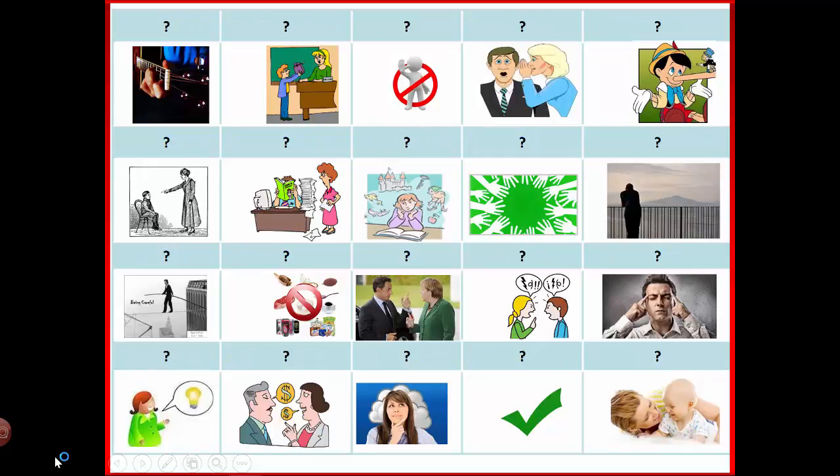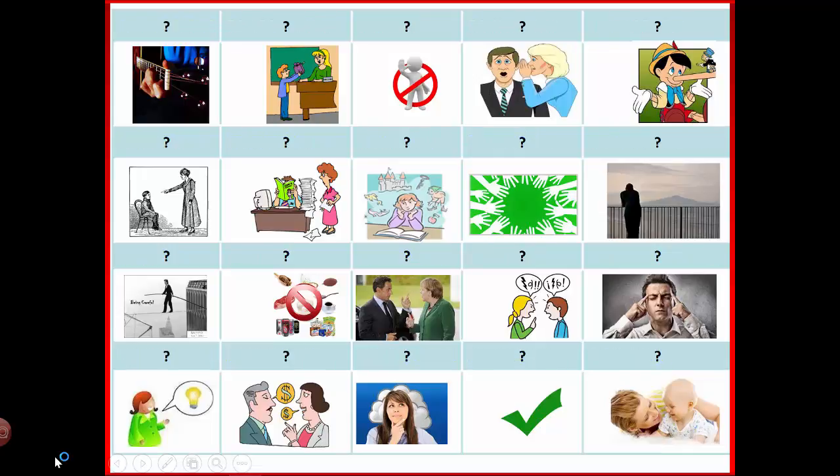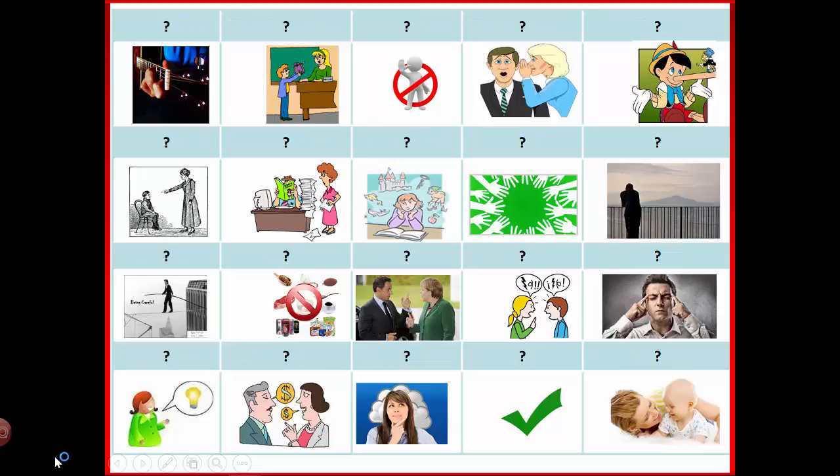To deny what? To imagine what? To discuss what? To consider. To mention. To involve. To argue. To approve. What? To mention what? To involve. What? To argue. What? To approve. To suspect. To contemplate. To concentrate. To devote. What? To suspect. What? To contemplate. What? To concentrate. What? To devote. What? To practice. What? To appreciate. What? To deny.